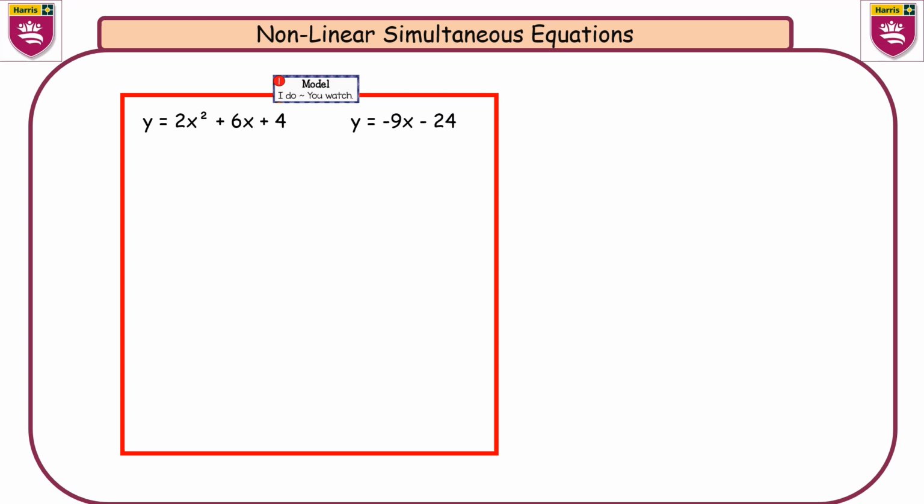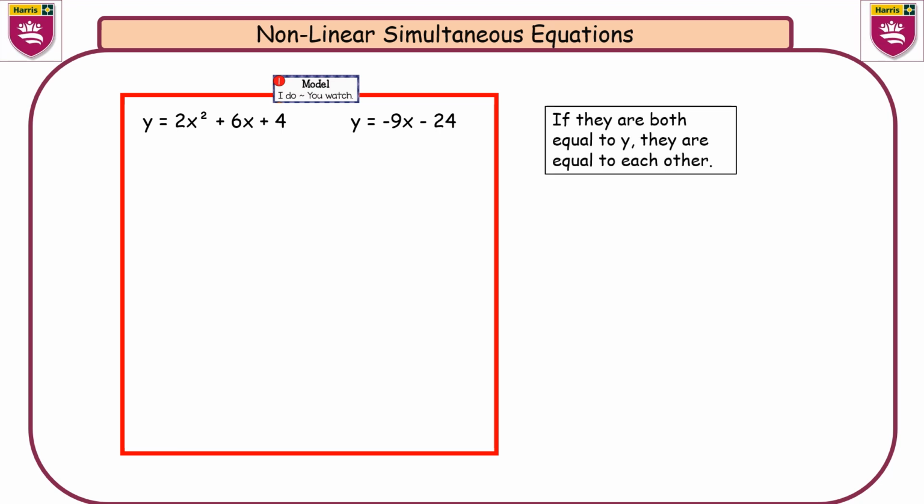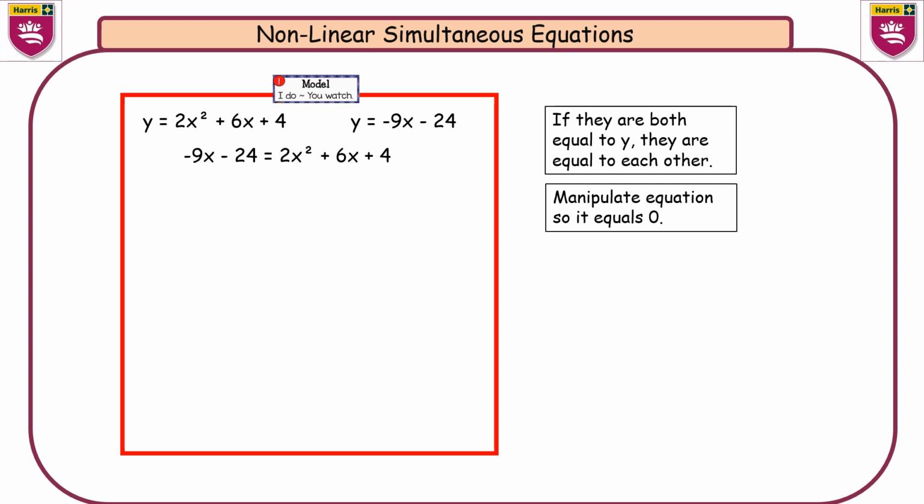So y is equal to 2x squared plus 6x plus 4, and we have y is equal to -9x, -24. So we have a quadratic with a linear. If they are both equal to y, they are equal to each other. So I can clearly say that -9x, -24 is going to be equal to 2x squared plus 6x plus 4. There is a quadratic here. We can clearly see there's an x squared. So that means this needs to equal 0.